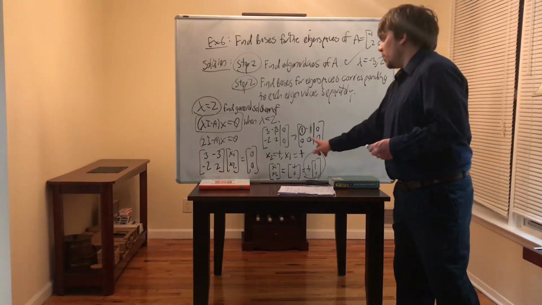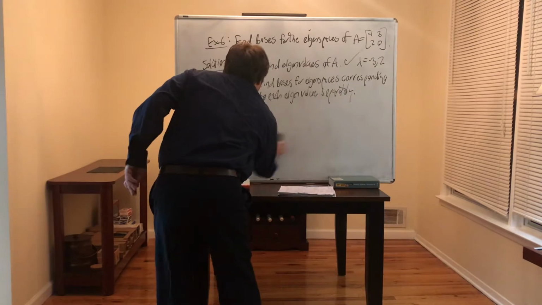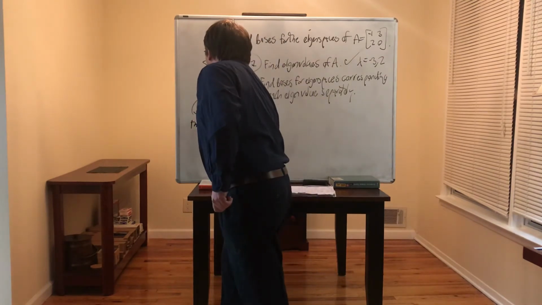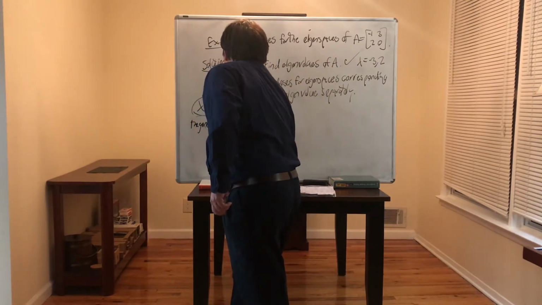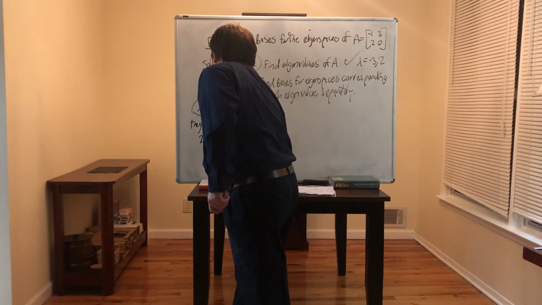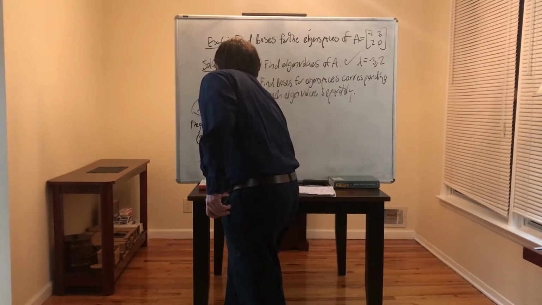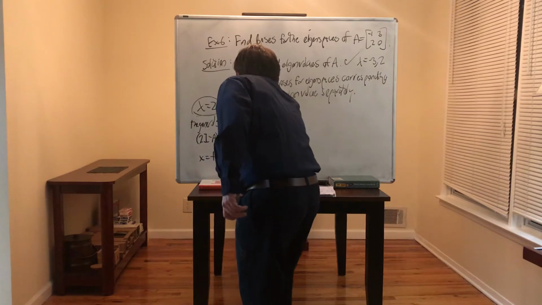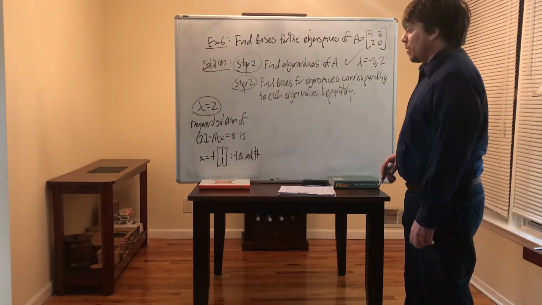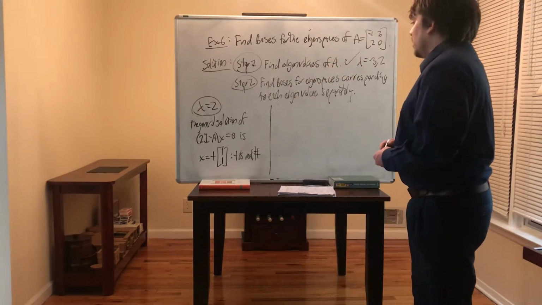So that's t times 1, 1. So when lambda equals 2, the general solution of 2I minus A times x equals 0 is x equals t times 1, 1, such that t is a real number. That's the general solution, any multiple of the vector 1, 1.